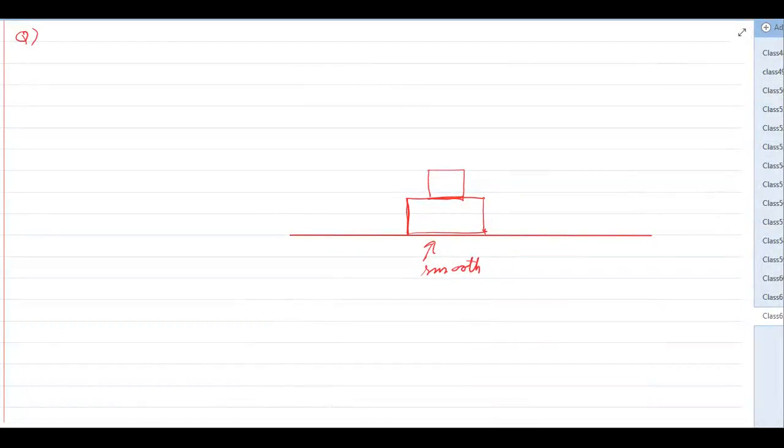Okay, so the question is, we have two masses given: M2 is 4 kg and M1 is 2 kg. These are the masses for two objects. Now the lower surface is smooth and the surface between the objects has mu equal to 0.4. And an external force is applied here.